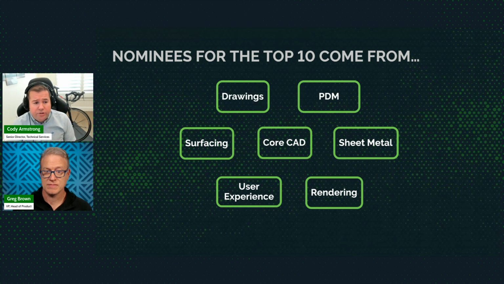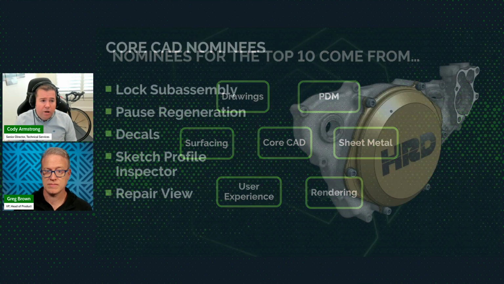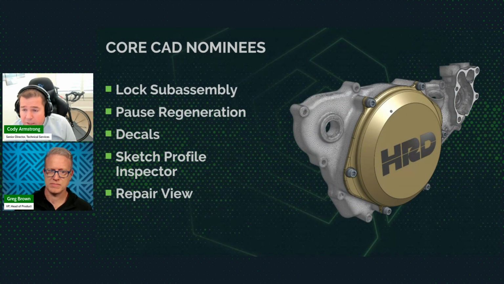So to start things off, I'm going to start with the core CAD nominees. And I think this is something that everyone out there will appreciate because it's the list of the core functionality of Onshape and some of the bigger improvements to exist in that core CAD functionality.